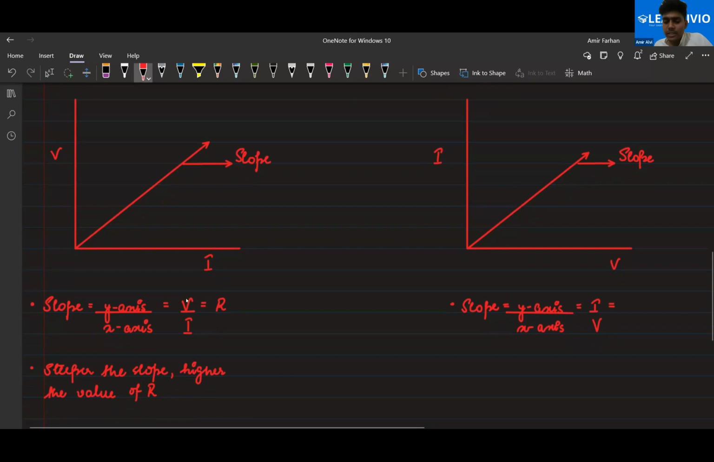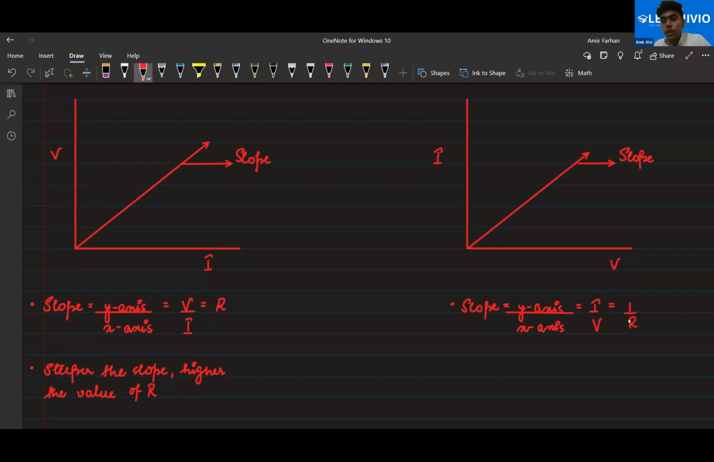In simple words, V by I is R, so I'm just taking an inverse of it. So that would be 1 by R. In this case, the slope is giving you the inverse of R. It means that the steeper your slope is, the lower the value of the resistance will be. It means that the resistance is increasing, but it is in the denominator.